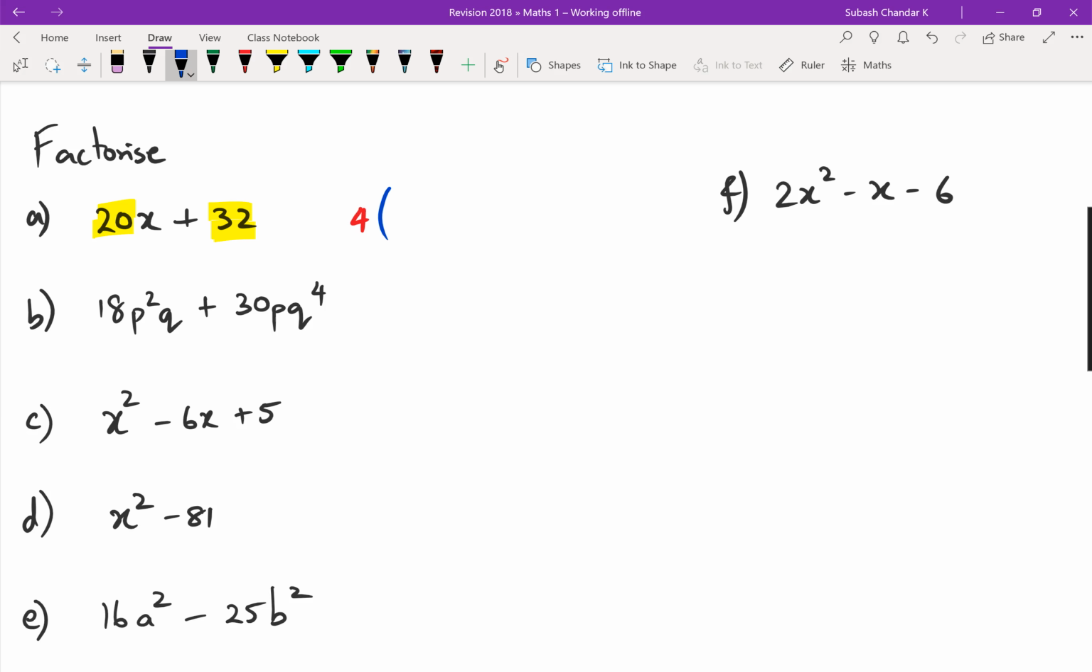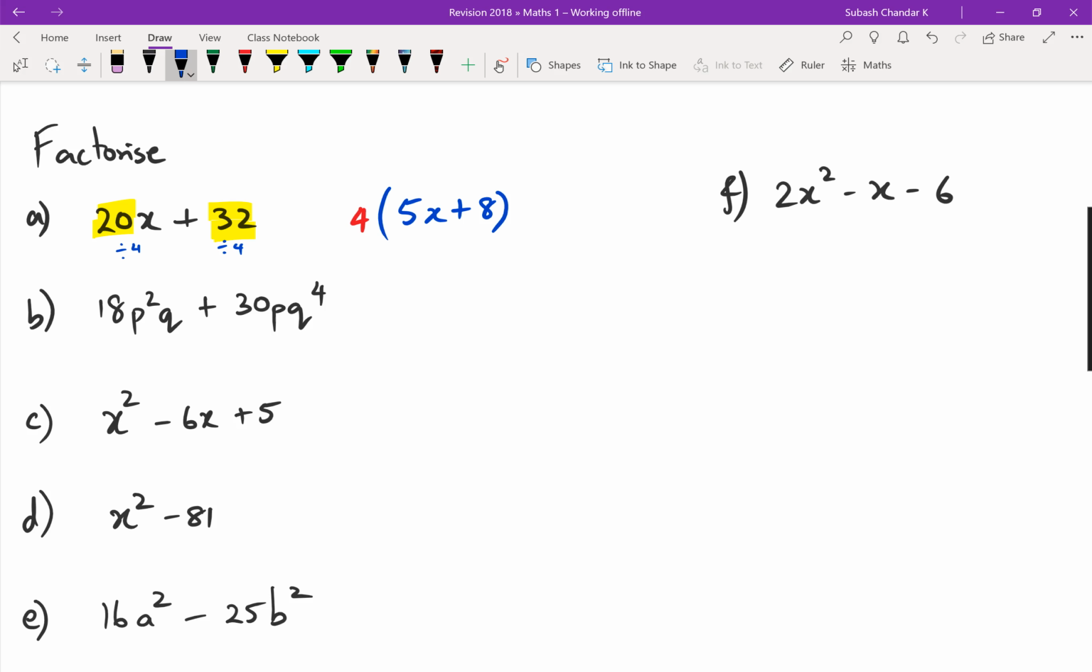If you take 4 out, what you want to do is 20 divided by 4 and 32 divided by 4. So 20 divided by 4 is 5. Nothing happens to the x. It just stays as is. Plus, and then 32 divided by 4 is 8. That's probably the best way I can describe it, and I'm sure that other teachers around the world probably do it in a slightly different way as well. But that's the way I see it.